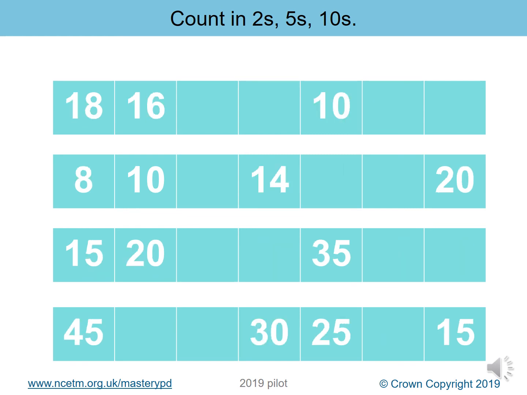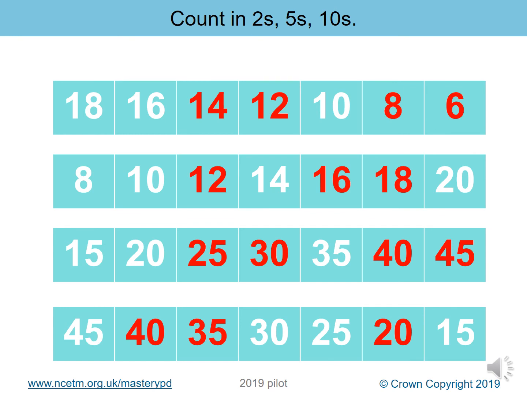So again, counting in 2s, 5s and 10s. They're either forwards or backwards. Complete the missing number. Pause the video. And here are your answers. Give yourselves a tick. Look at maybe if you got one wrong, what's happened, if you've not counted in the right 2s, 5s or 10s, or if you've gone forwards instead of backwards, or vice versa. Okay, well done whole class.